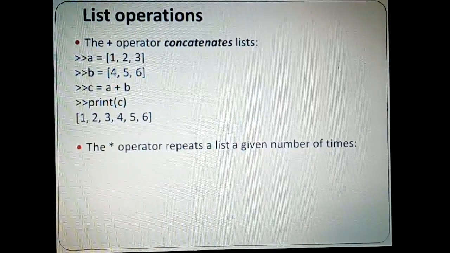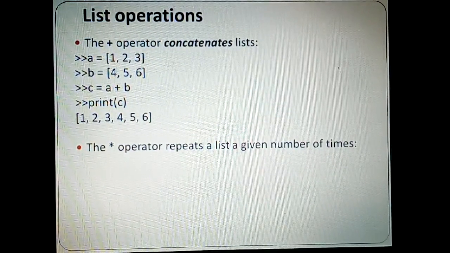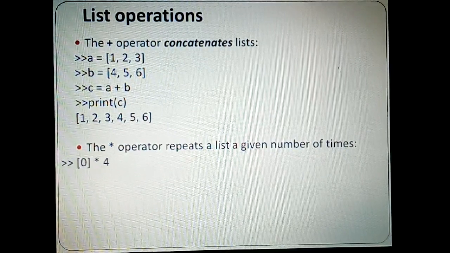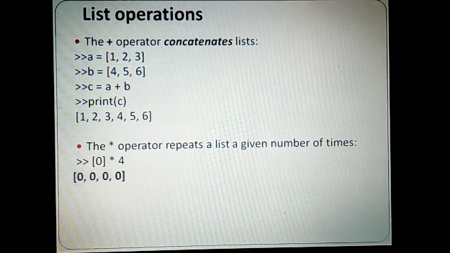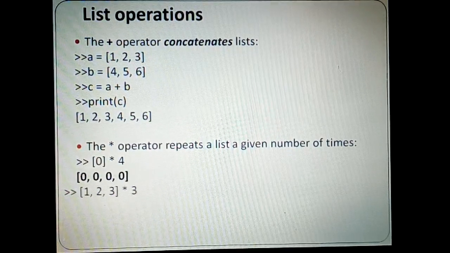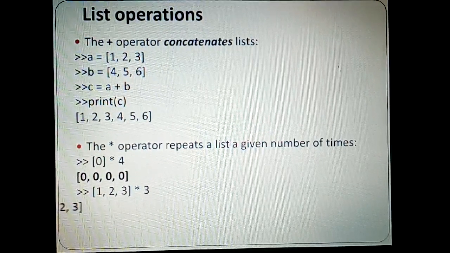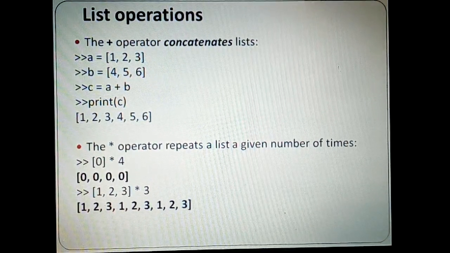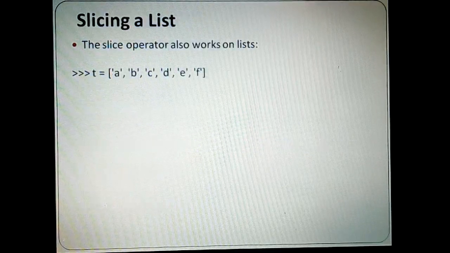And now the asterisk operator, the star, repeats a list a given number of times. You can repeat a list. For example, let us say I have a 0 here, and 0 into 4, so it would multiply 4 times, so you get 4 times 0. Or I have 1 2 3 as a list, and if I say into 3 times, so the entire list of 1 2 3 would be repeated 3 times. That would give you 1 2 3, 1 2 3 and 1 2 3, and so on.